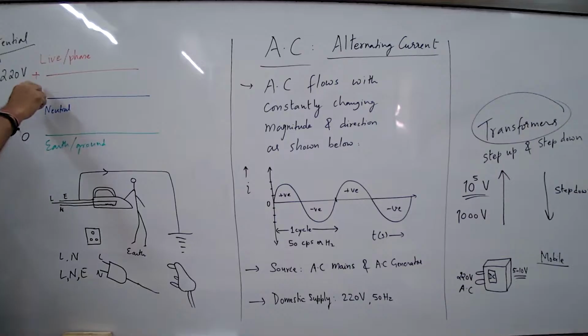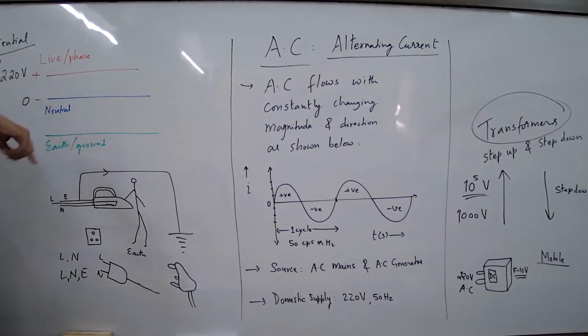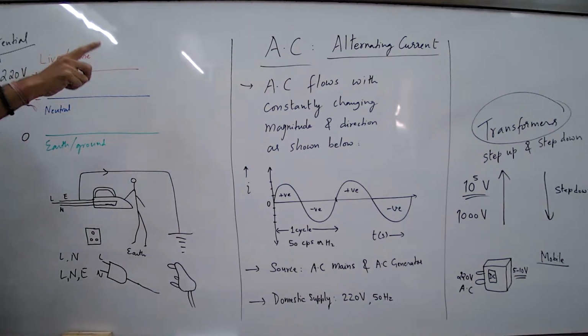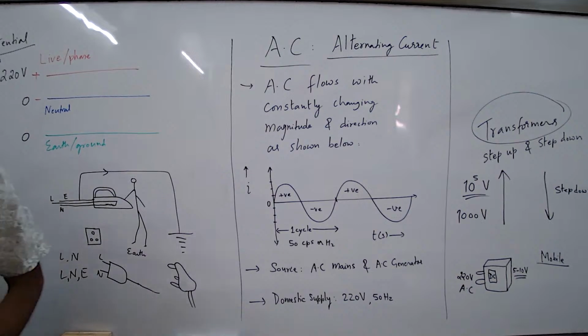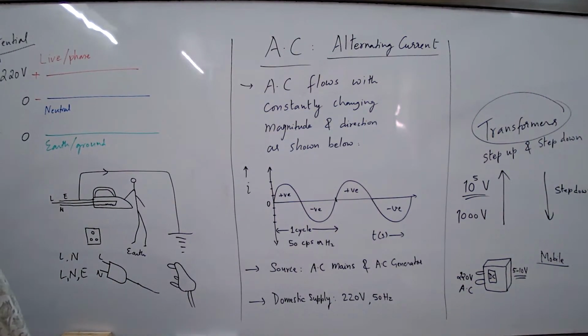This is like your cell, plus and minus, but it's actually not plus and minus. It's alternating like that. So what is changing? Live is changing, while neutral remains 0, and earth anyway is at 0. Understood? We'll resume further and then take up questions. Read through it. I think even in your notes they have copied the same thing. Just read through the whole thing.